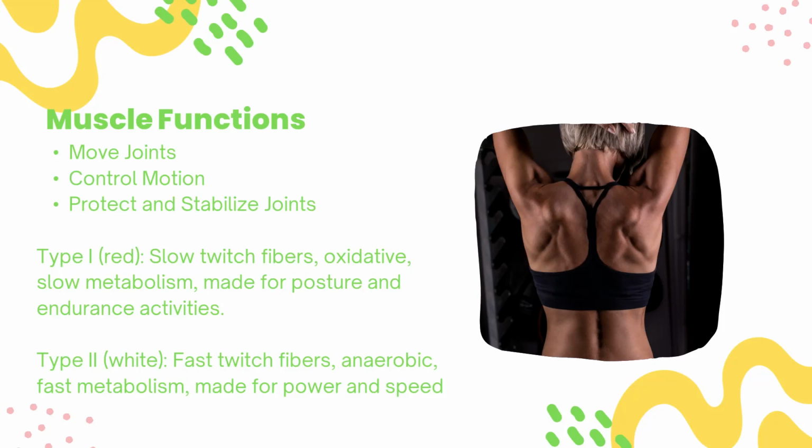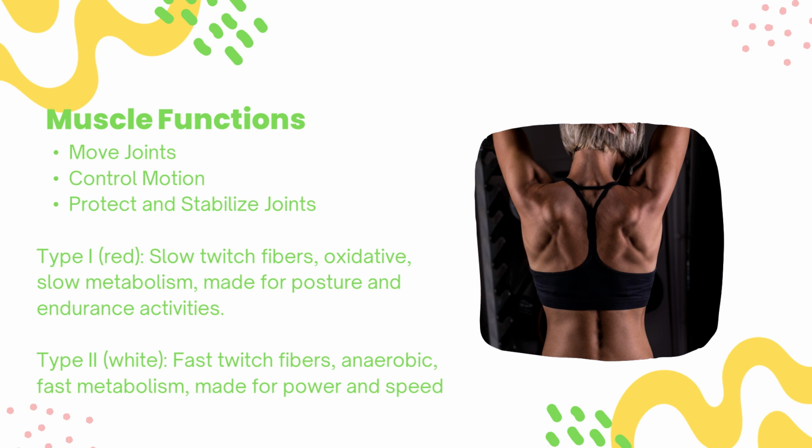And skeletal muscles are voluntary, meaning that if I think I want to raise my arm, my nervous system is going to send an impulse to that muscle and I'm going to do what I'm asking of it. Versus something like the heart. I can't tell my heart to contract as much as I try. That is not voluntary, that is involuntary. So our skeletal muscles are voluntary muscles. So muscles function to move the joints, to control motion, and to protect and stabilize the joints.